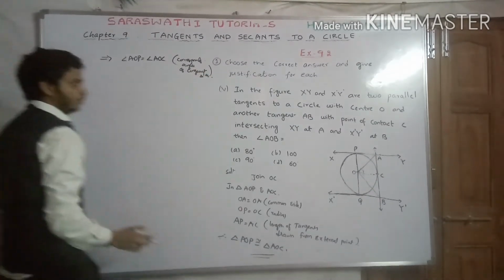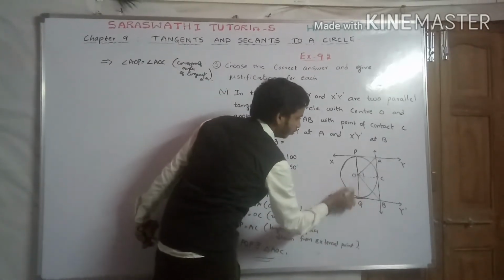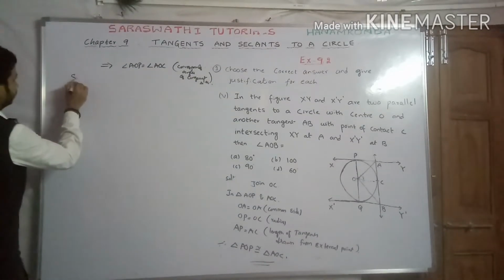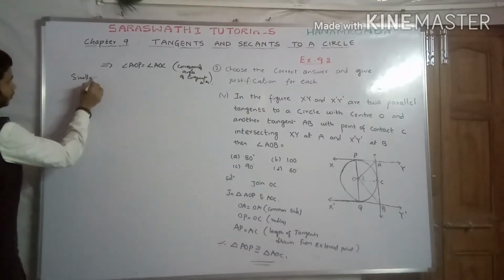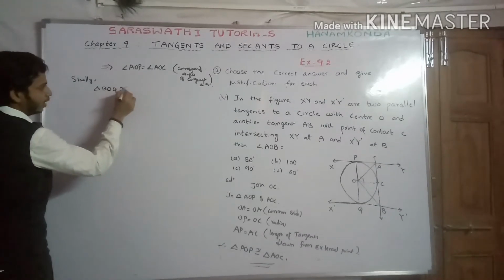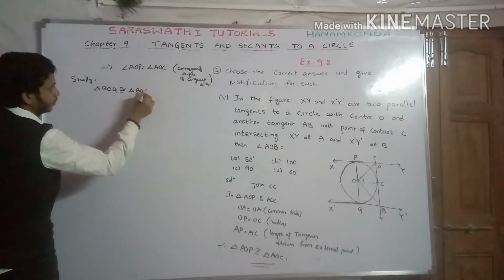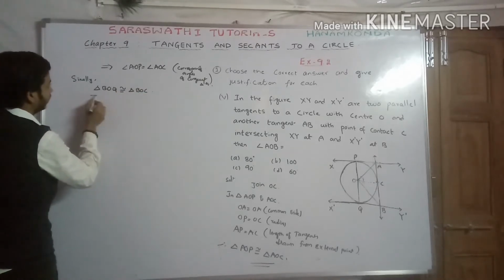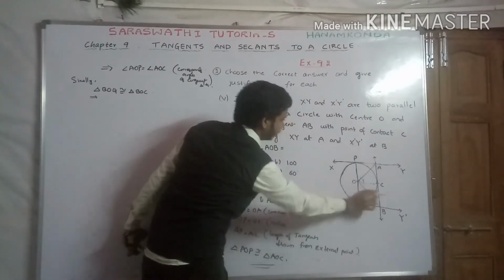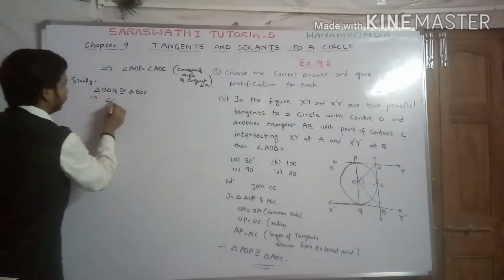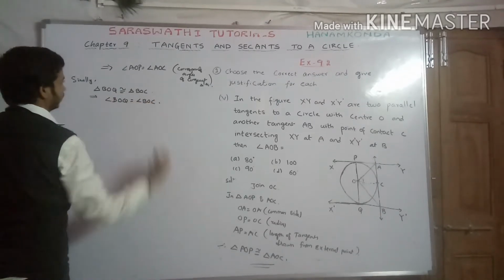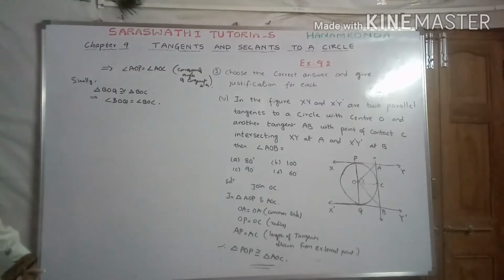Similarly, we can prove that triangle BOQ is congruent to triangle BOC. Since these two triangles are congruent, the corresponding angles are also equal. It implies that angle BOQ equals angle BOC.